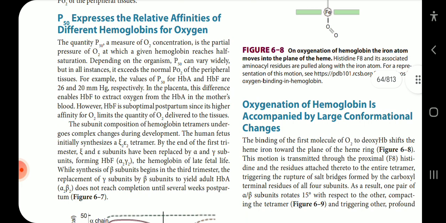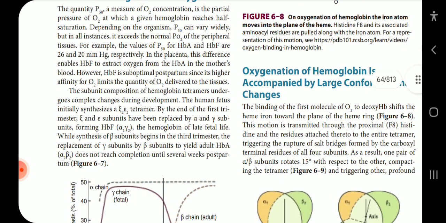The subunit composition of hemoglobin tetramers undergoes complex changes during development. The human fetus initially synthesizes the epsilon 2 epsilon 2 tetramer. By the end of the first trimester, epsilon subunits have been replaced by alpha and gamma subunits, forming HbF, alpha 2 gamma 2, the hemoglobin of late fetal life. Now, while synthesis of beta subunits begins in the third trimester, the replacement of gamma subunits by beta subunits to yield adult HbA, alpha 2 beta 2, does not reach completion until several weeks postpartum.